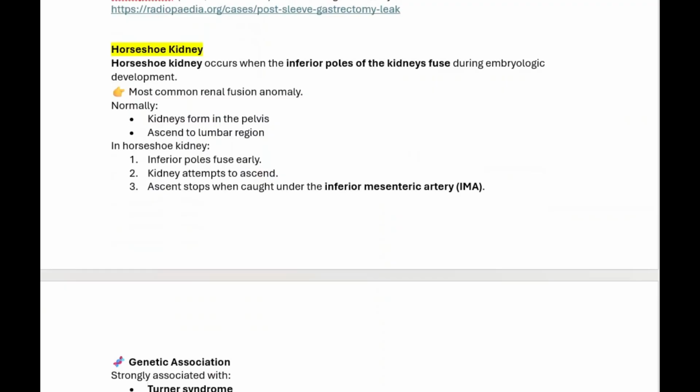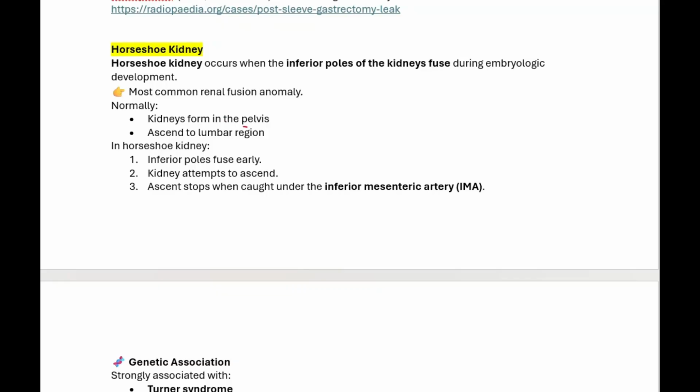Moving on to the next problem with the kidney ascent, which is going to be horseshoe kidney. So what's horseshoe kidney? This occurs when the inferior poles of the kidneys fuse together during embryology. Like we mentioned earlier, the kidney develops in the pelvis, but in this patient the inferior poles fuse together, and as the kidney is migrating upward, it gets trapped under the inferior mesenteric artery. This is the most common renal fusion anomaly, and it normally keeps the kidney low because it gets trapped under the inferior mesenteric artery.